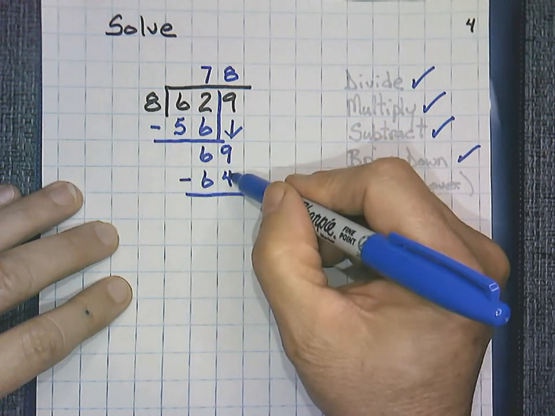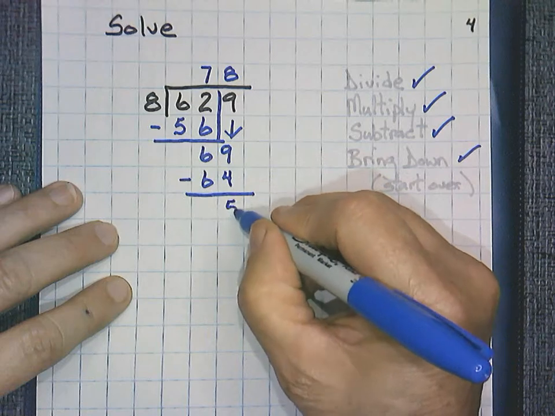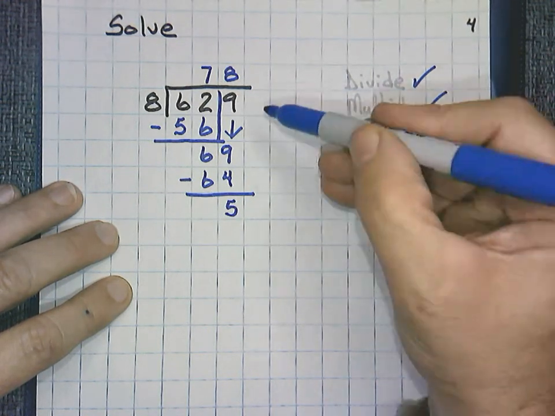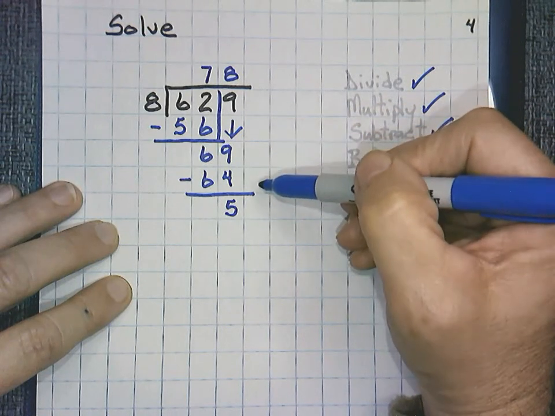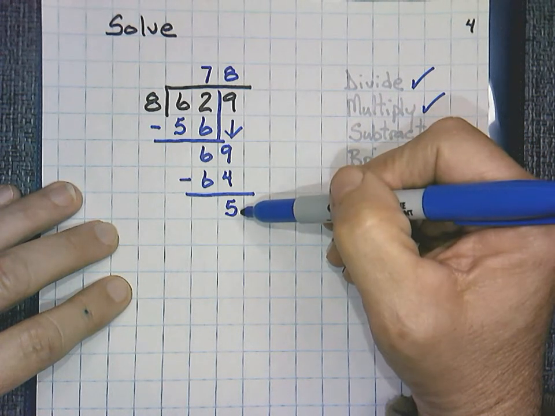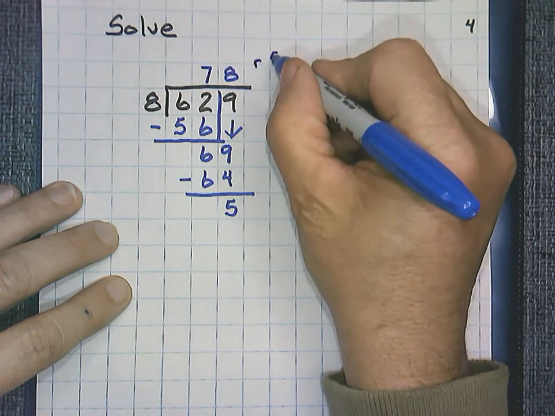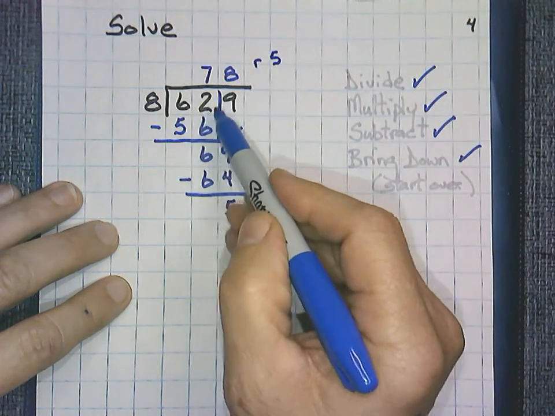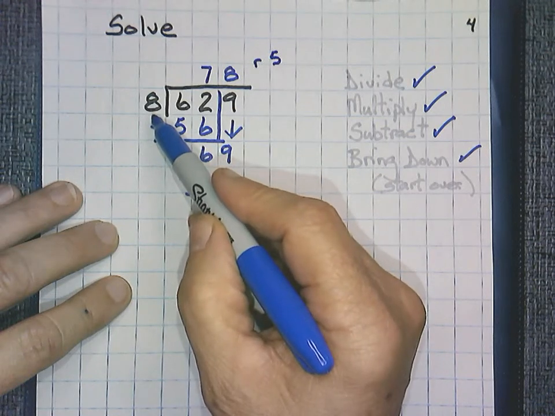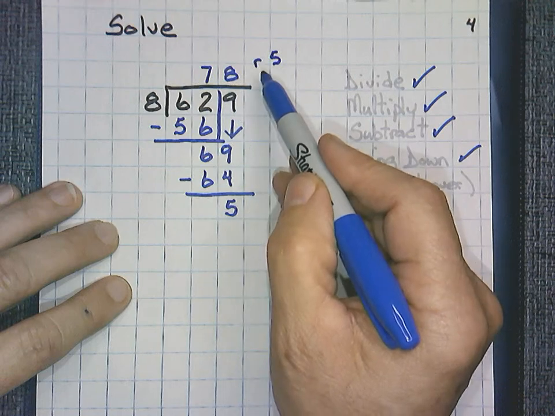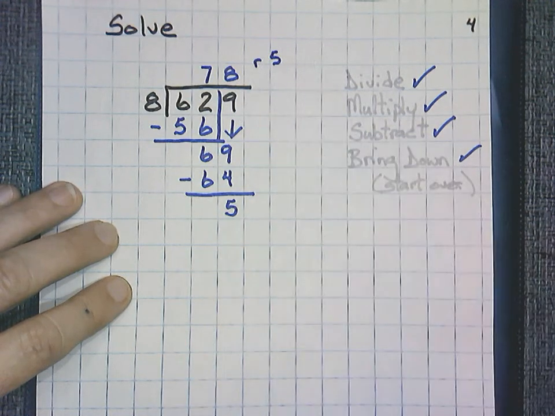9 minus 4 is 5. Our next step would be to bring down. Notice, though, that we have no more digits, so we can stop here. This number 5 is going to become our remainder. So 629 divided by 8 is equal to a quotient of 78 with a remainder of 5.